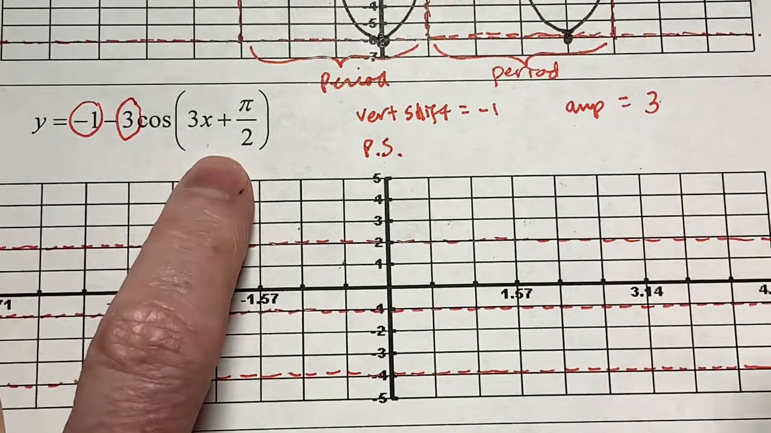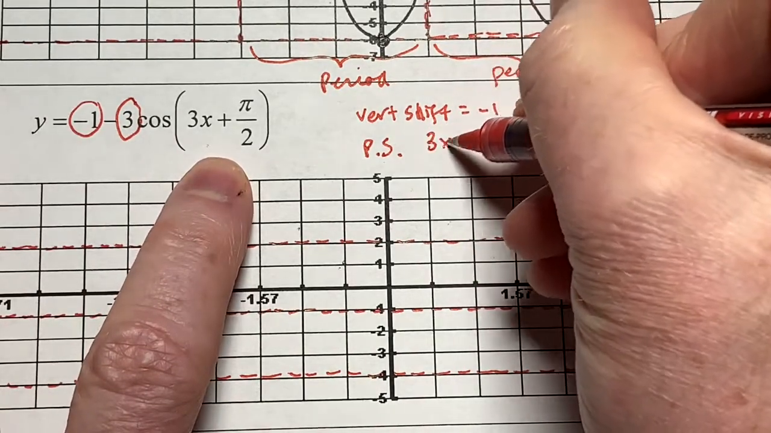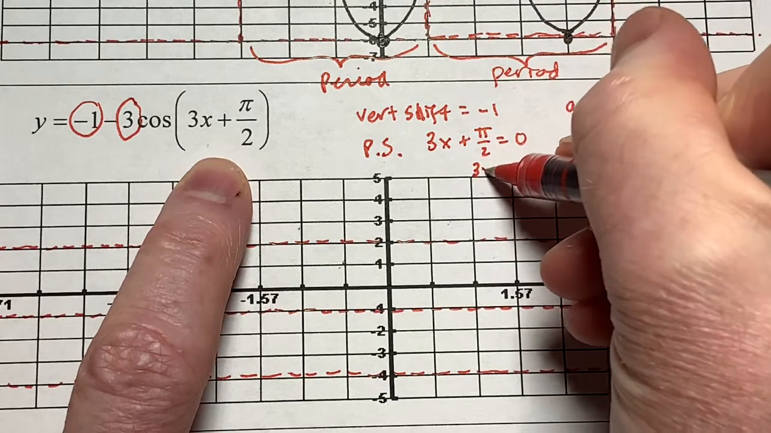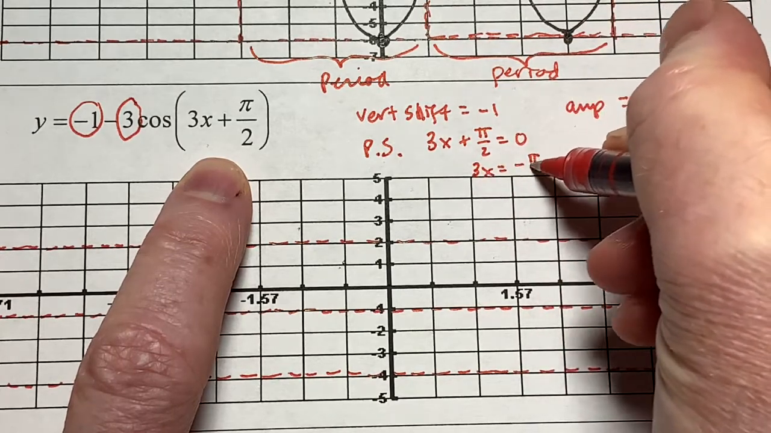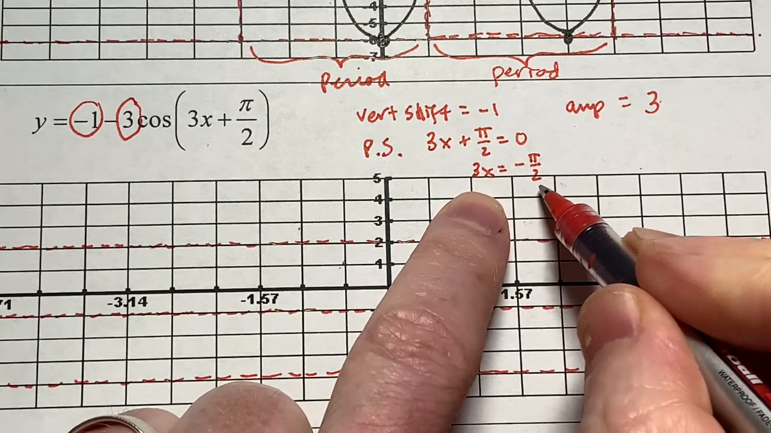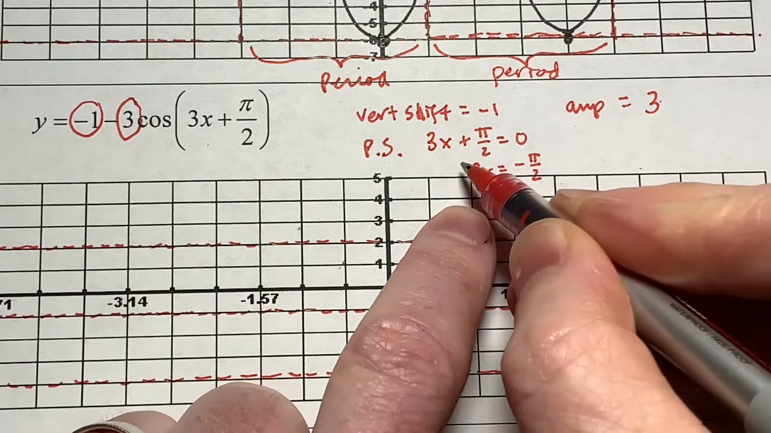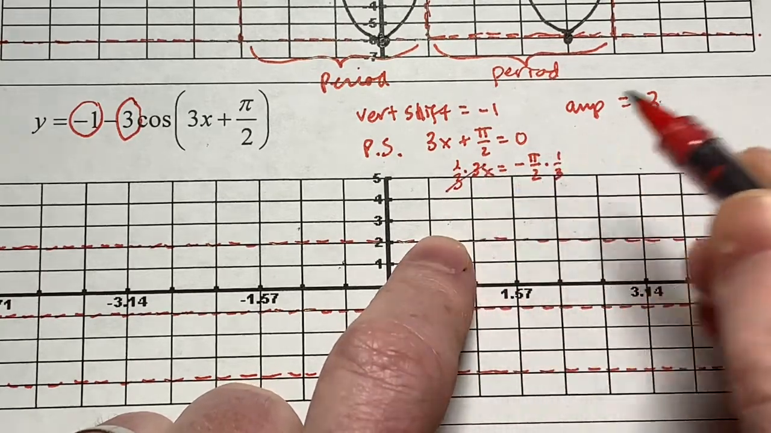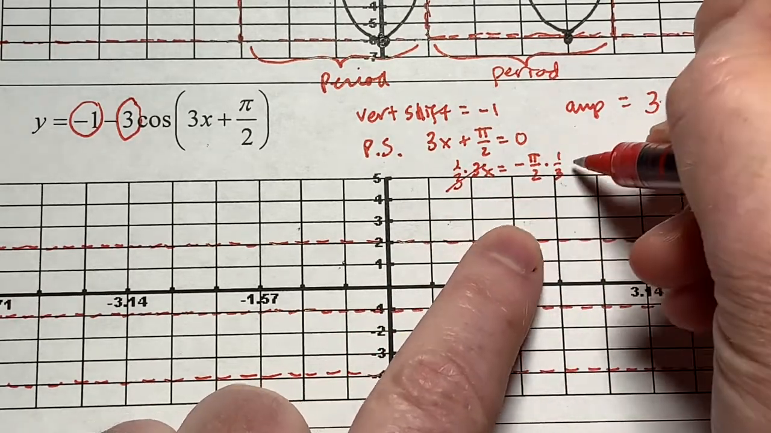And we find the phase shift by taking the 3x plus pi over 2, setting it equal to 0, which means I've got to subtract the pi over 2. And then remember, if you divide by 3, you're going to have pi over 2 over 3, and you're going to have to multiply by a third to think through that. Well, why don't we just multiply by a third then? That gets rid of it the same way, and I get negative pi over 6.